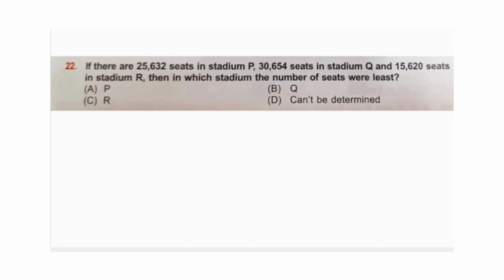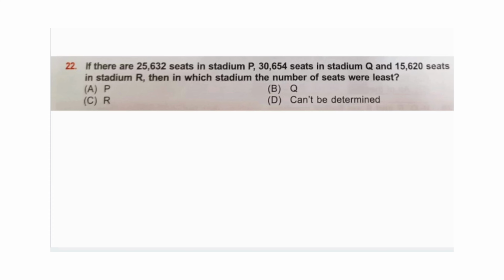Let's look at question number 22. The question reads as follows. If there are 25,632 seats in Stadium P, 30,654 seats in Stadium Q, and 15,620 seats in Stadium R, then in which stadium were the number of seats least?